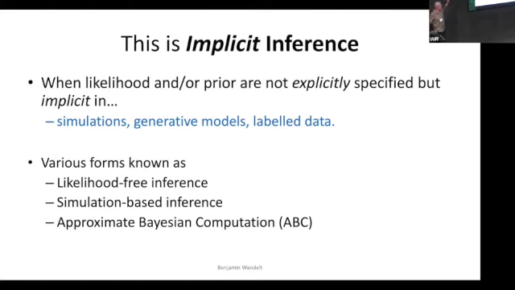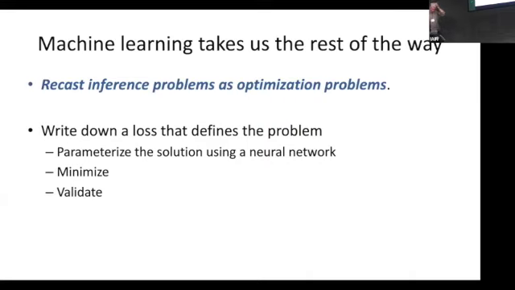You might have heard that. I don't like it particularly because there is still a likelihood. It's just implicit, not explicit. Or simulation-based inference, which is often accurate but doesn't need to be actual simulations. Or sometimes called approximate Bayesian computation. That's kind of the old nomenclature. That's because in the example I gave you there was an epsilon. That's why it's called approximate, but it doesn't have to be.